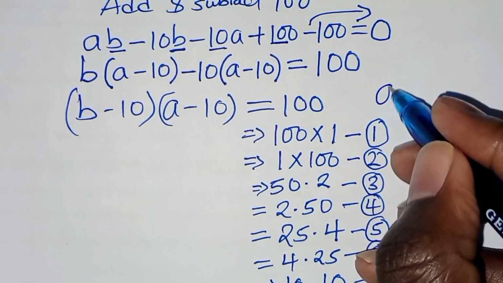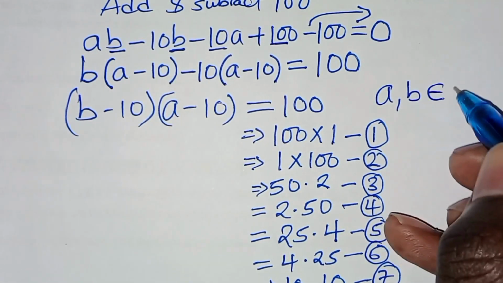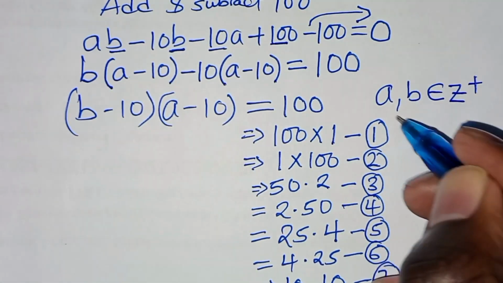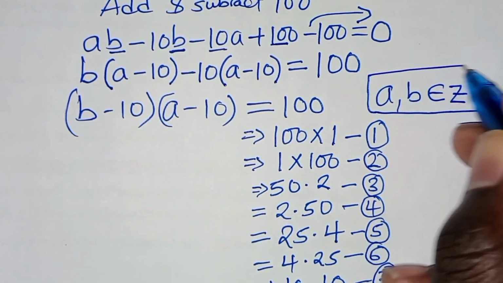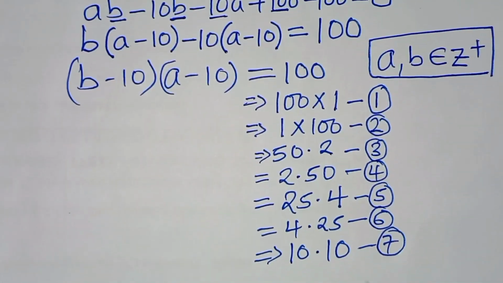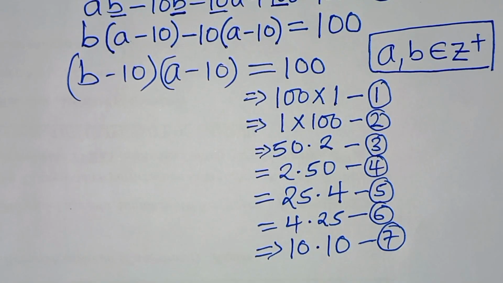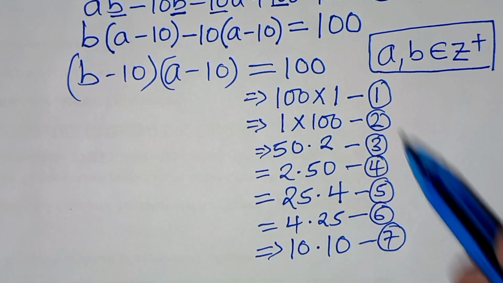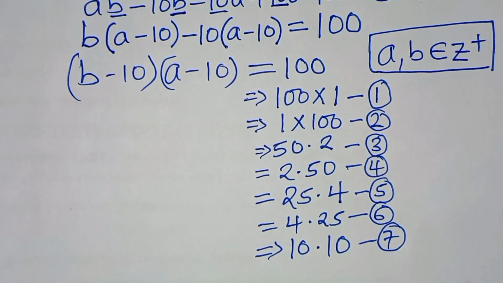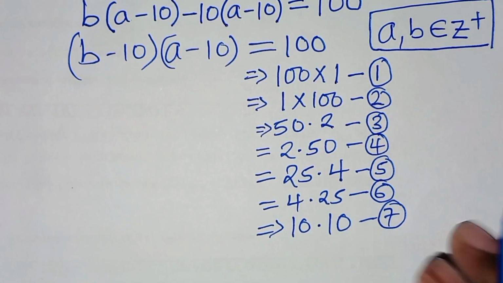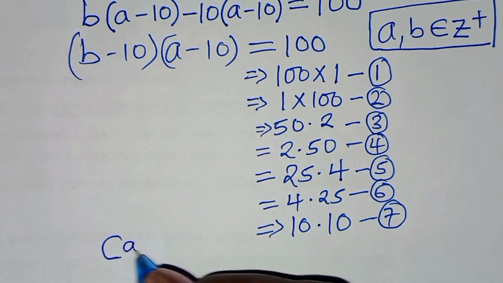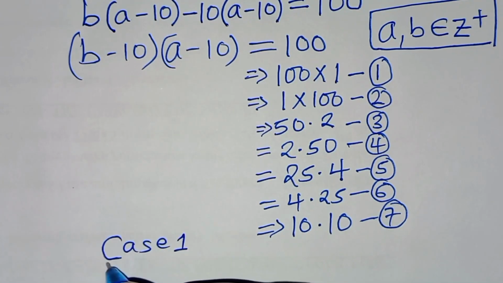Remember that a and b are members of positive integers. So that is why we don't have another case of negative 100 times negative 1. So we have 7 cases here. So let's start with case 1.